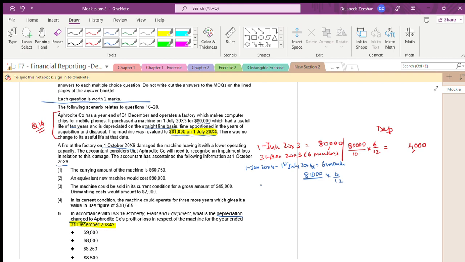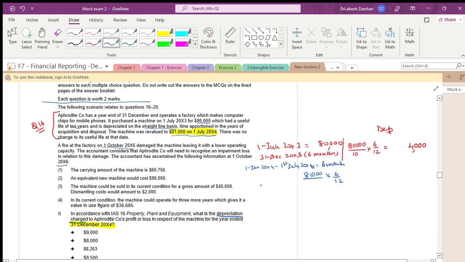How will it be for the next year? Second year. Revaluation is done. Already 6 months is over. 6 months of the first year is over. We are in the second year. In the second year, we are taking 6 by 12. Means we have to see, there are two ways.